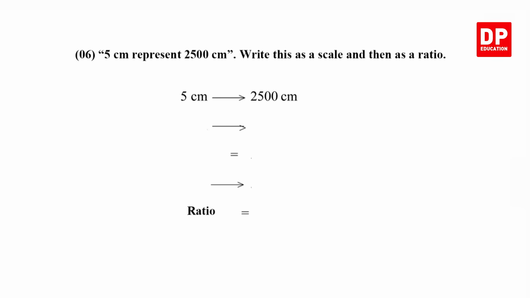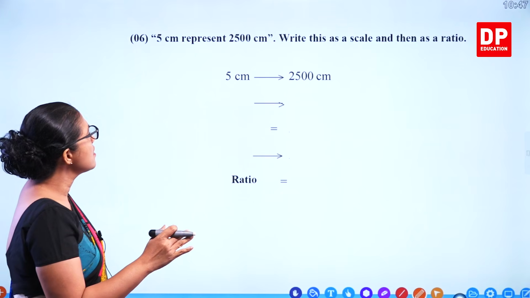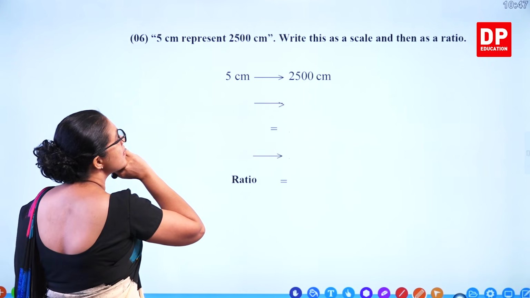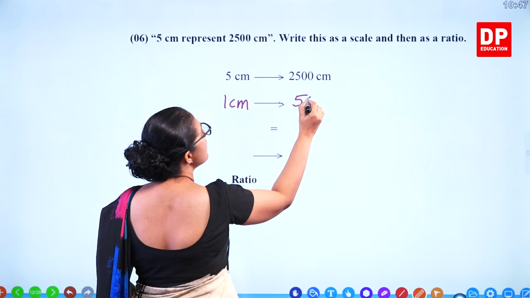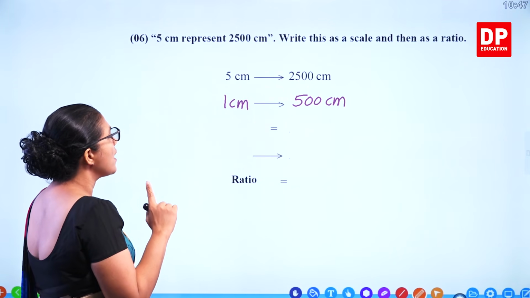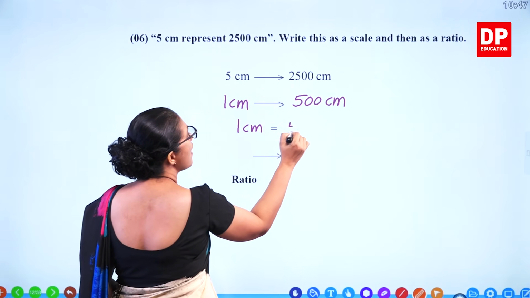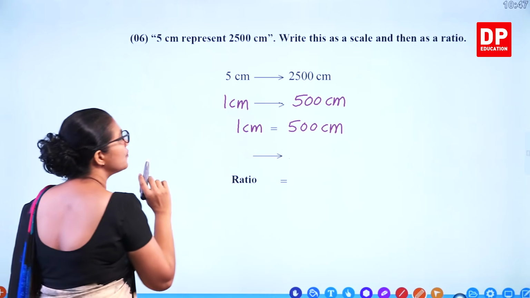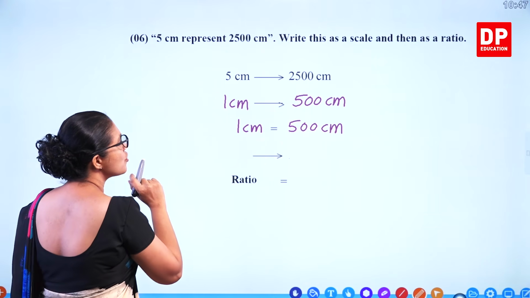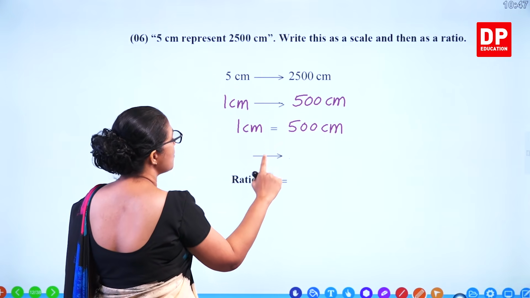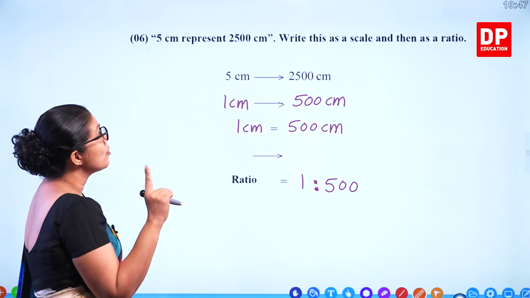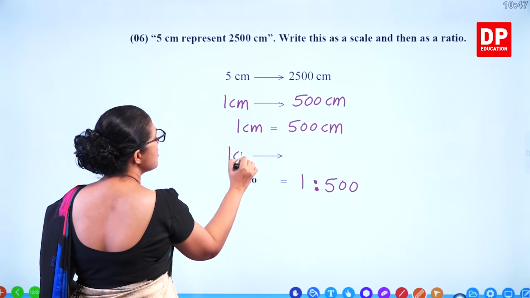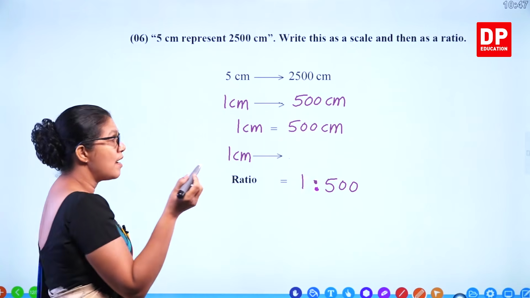5 centimeters represent 2500 centimeters. Write this as a scale and then as a ratio. So 5 centimeters represent 2500. Both are in centimeters, so we can find for 1 centimeter. Divide by 5, you get 500 centimeters. So 1 centimeter is equal to 500 centimeters, or you can write it as a ratio. We can write 1 to 500. And if you want to write using arrows, we can write 1 centimeter represents this one, divide by 100 and write 5 meters.